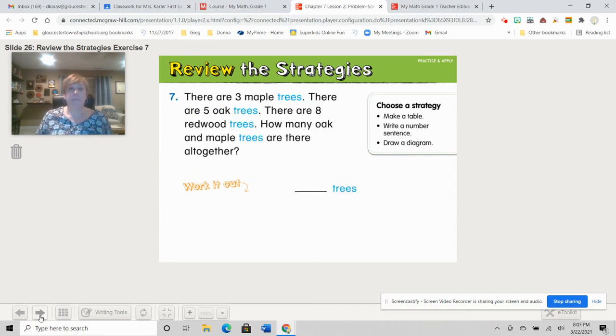All right. Number 7, there are 3 maple trees. There are 5 oak trees. There are 8 redwood trees. How many oak and maple trees are there all together? Right now, be careful. Remember, oak and maple. Pause and solve. And the answer is 8 trees.